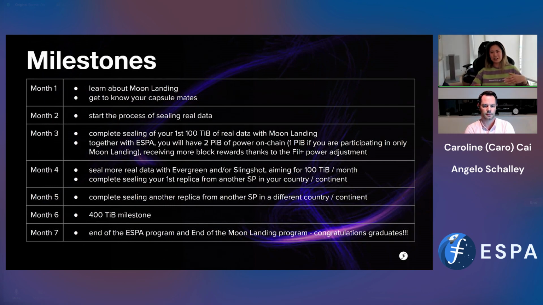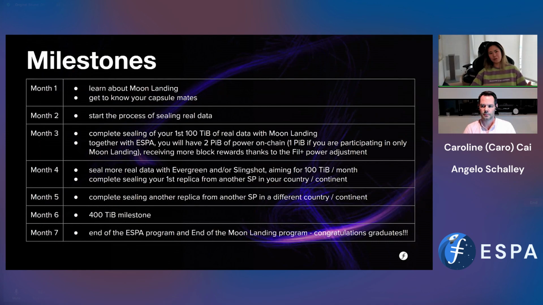And with ESPA, a good advantage here is that you will have 2 PiB of power on chain, or 1 PiB if you're only participating in moon landing, which means you'll receive a lot more block rewards thanks to the power adjustment. In month 4, you will be storing more data, as well as storing your first replica with another storage provider in your country or in your continent, or another storage provider of your choice who maybe you met through the moon landing program or through other ways.